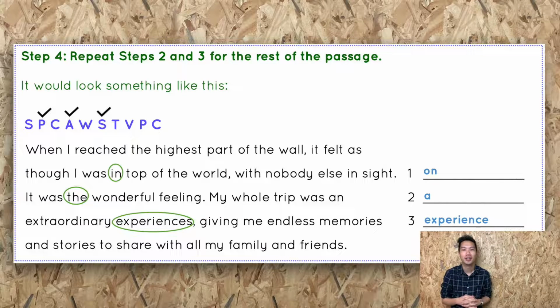For the second error, the issue is that the wrong article was used. The is the wrong article to use because the writer is referring to a general feeling of well-being, not a specific one. On the other hand, error 3 shows how a singular noun is needed, experience, instead of a plural one. This is because the writer is referring to just that one trip which he took.